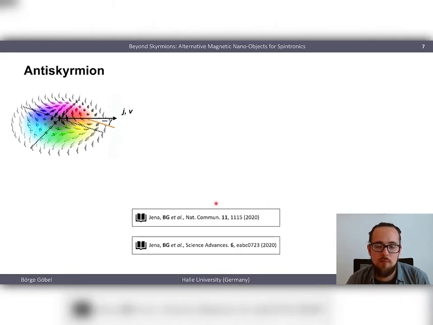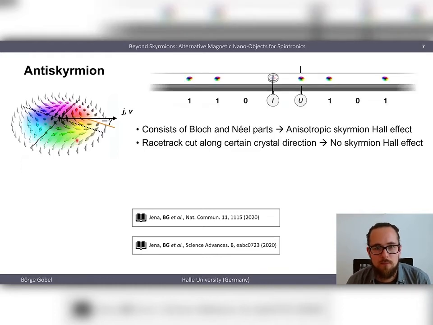Now for the antiskyrmion, the logic is quite similar. You can see it's not rotationally symmetric, and therefore you can come up with a particular configuration where the skyrmion Hall effect is absent.